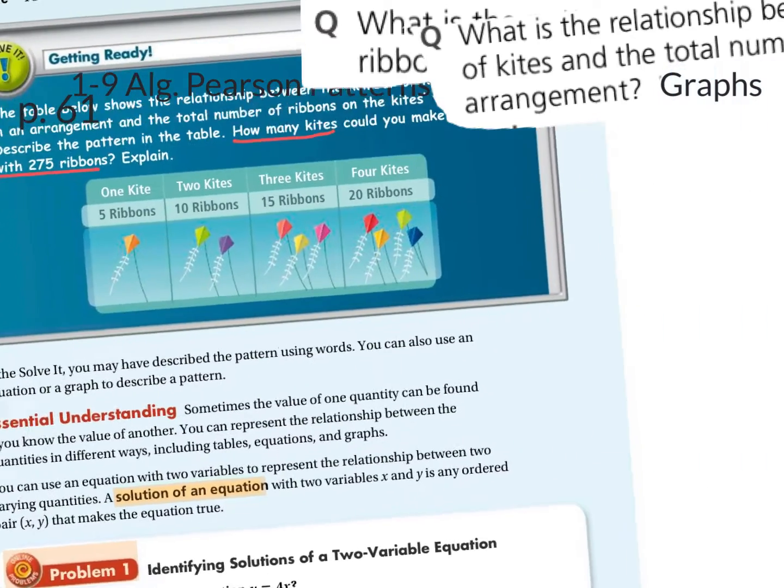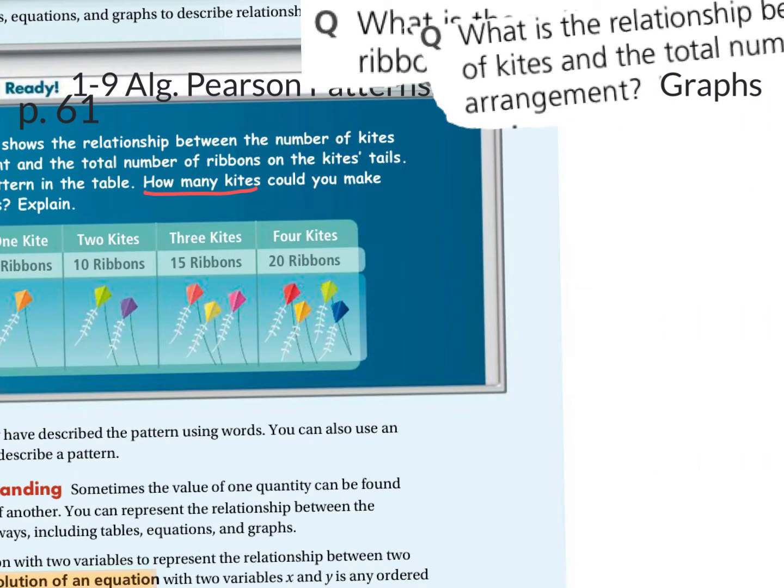So for that, the book doesn't really ask us to do this too much here, but we could come up with an equation of the ribbons equals 5 times the number of kites or something like that. I guess they did ask a question of how many kites could you make with 275 ribbons. So that would be one thing we could figure out, either using the equation or just figuring it out a different way.